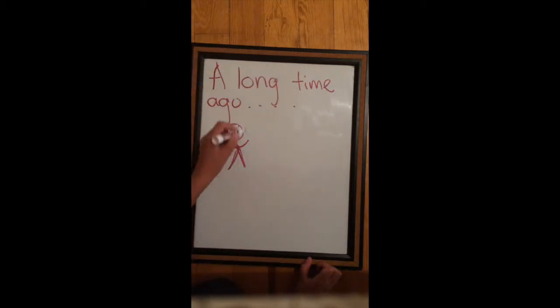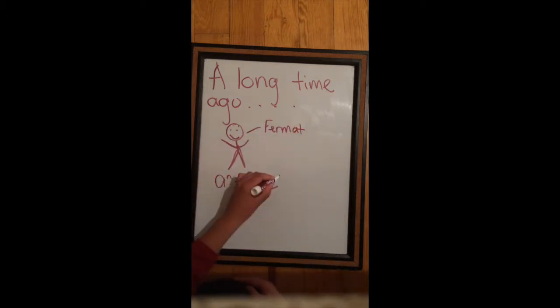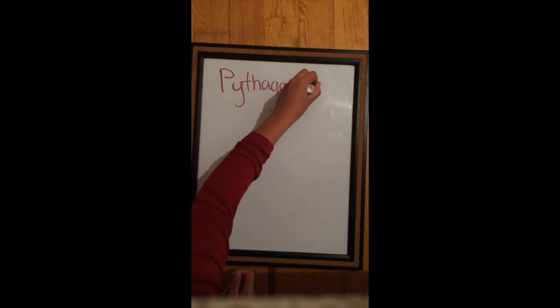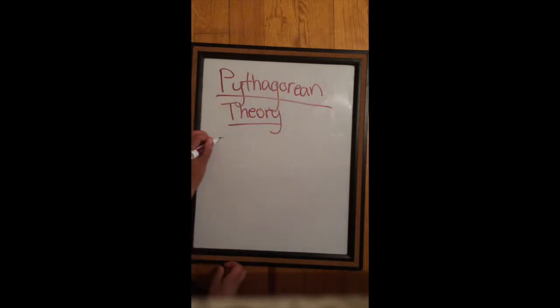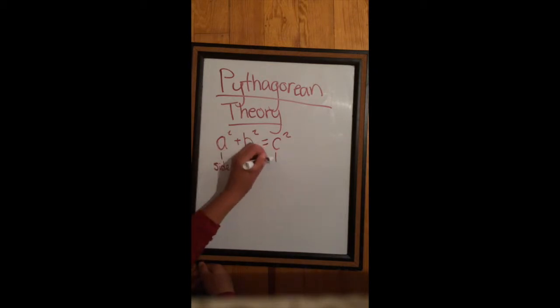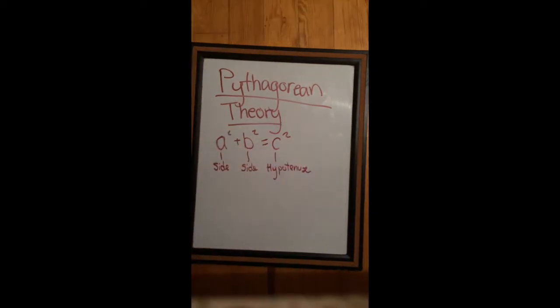It started a long time ago when a mathematician named Fermat was looking at an equation. A to the n plus b to the n equals c to the n. When n was equal to 2, it created the Pythagorean theorem, also known as a squared plus b squared equals c squared, where a was a side, b was a side, and c was the hypotenuse of a right triangle.